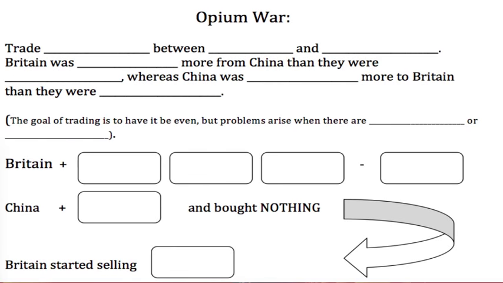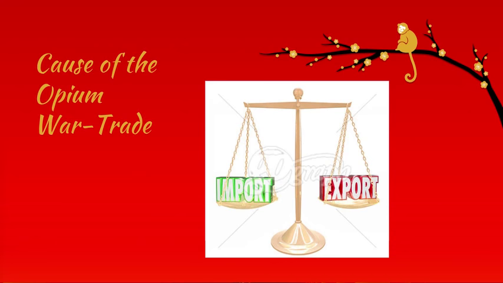So here again on the top of your notes, you'll just be filling them in as we go through the background information. So the first cause of the Opium War was trade. Now you'll see that the image shows the imports and exports being balanced. But what happens, especially with the imperialism in China, is that there was a trade imbalance between China and Britain.